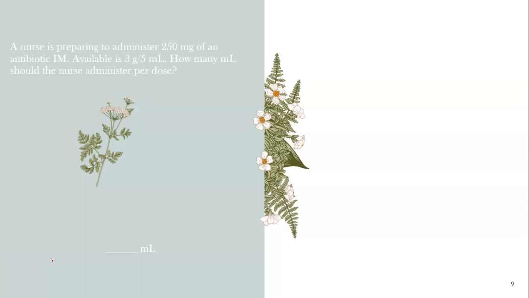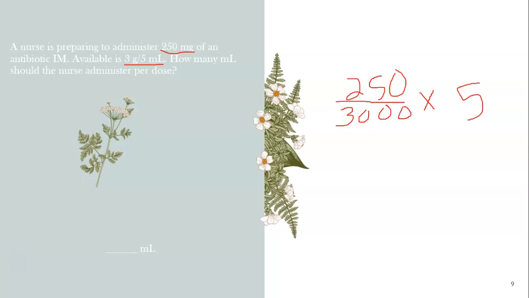Okay, here we go. Preparing to administer 250. And it is available... oh my word. That's a lot of medicine, isn't it? So what do I need to do here? I want 250. And the available is how much? Oh my goodness. 1, 2, 3. 3 grams is 3,000.